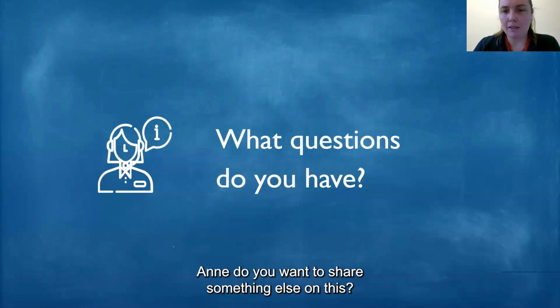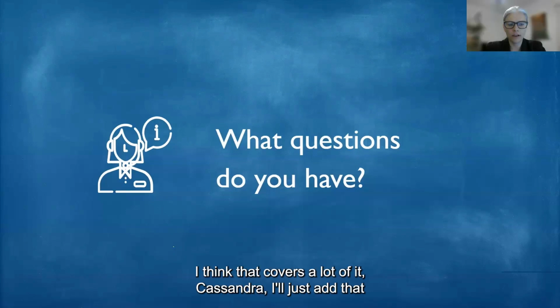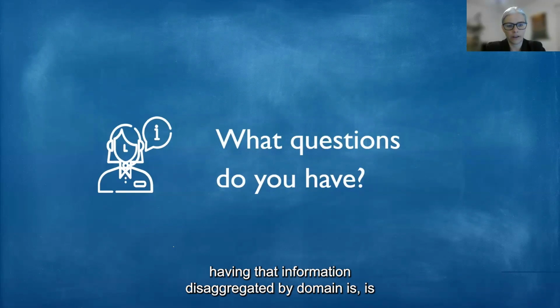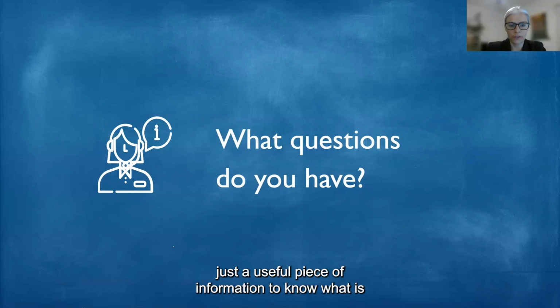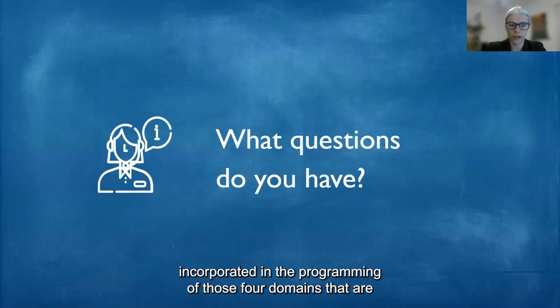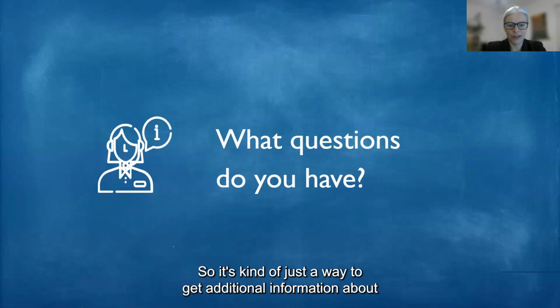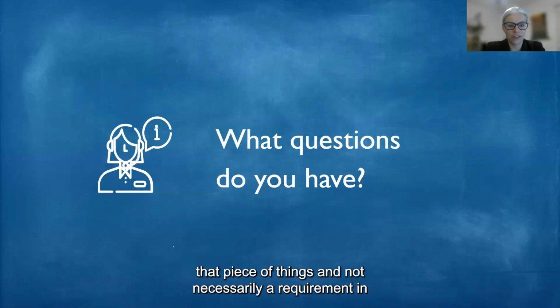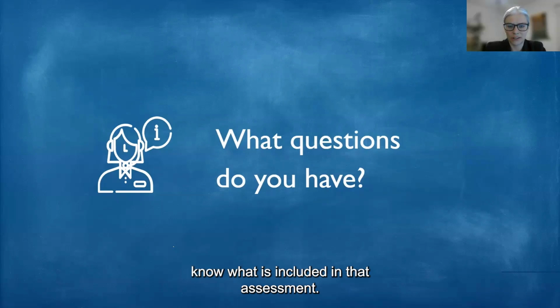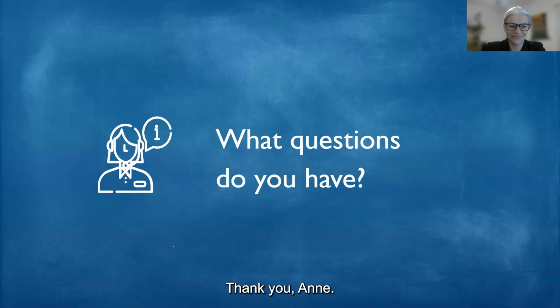And do you want to share something else on this? I think that covers a lot of it, Cassandra. I'll just add that having that information disaggregated by domain is just a useful piece of information to know what is incorporated in the programming of those 4 domains that are required by the implementation policy. So it's kind of just a way to get additional information about that piece of things, and not necessarily a requirement in terms of prescriptive accountability, just a way to know what is included in that assessment. I think that's all. Thank you, Anne.